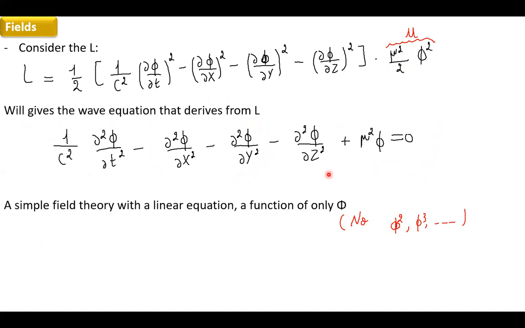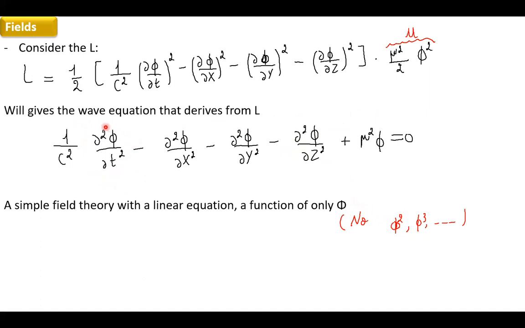This is the Euler-Lagrange equation applied to this L. So we get this quantity, which is the wave equation that derives from L according to Euler-Lagrange. So it is a simple field theory with only a linear equation, which is a function of phi. There is no phi squared, no phi cubed, no phi to the power anything. It's just phi. It's a linear equation. And here I will keep repeating this.